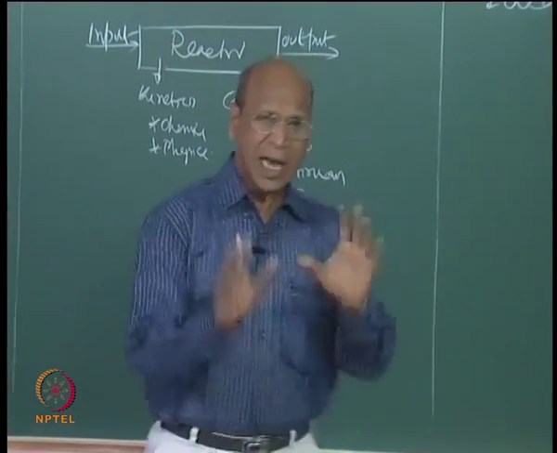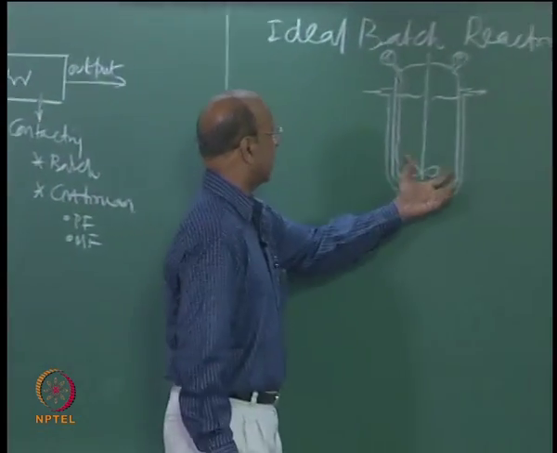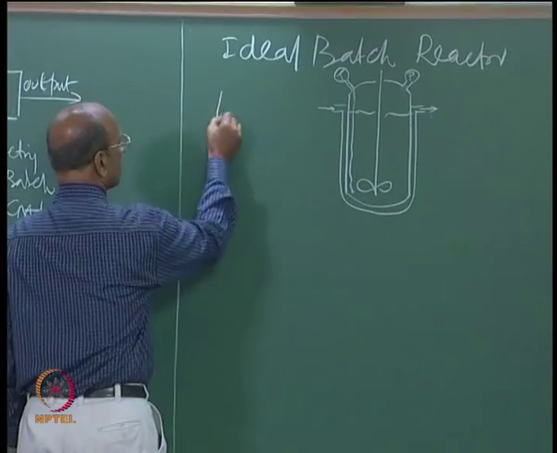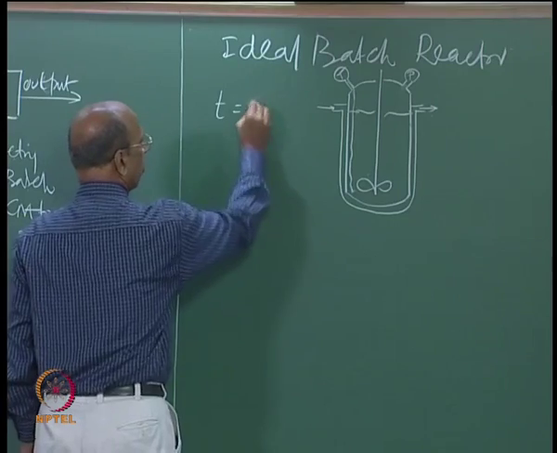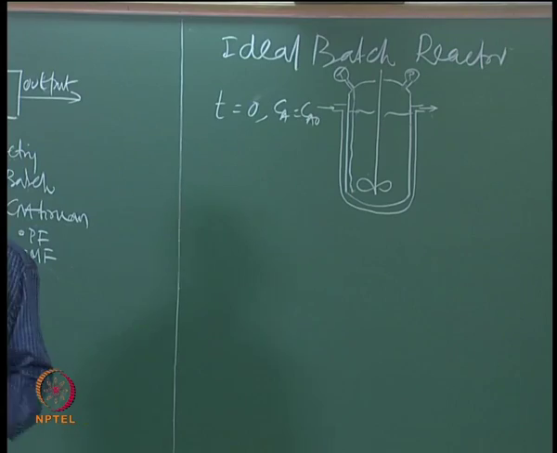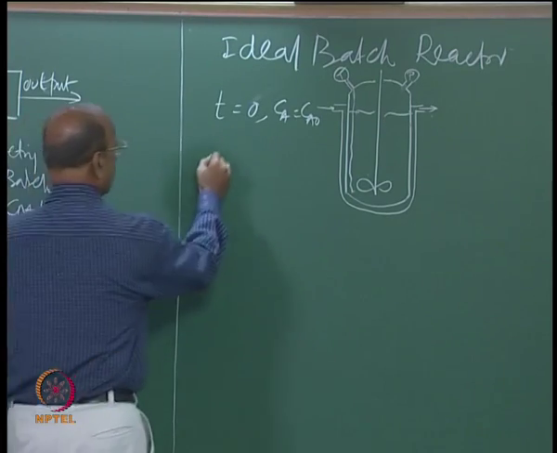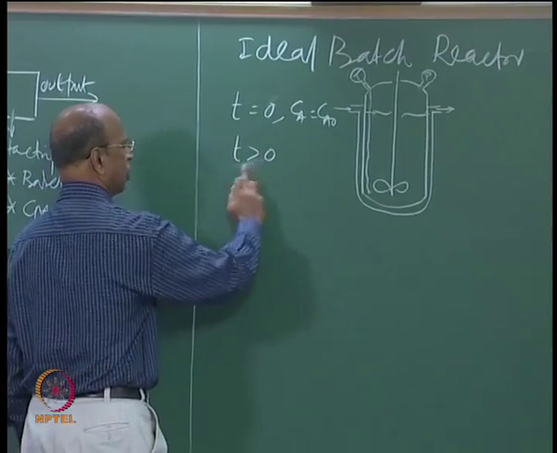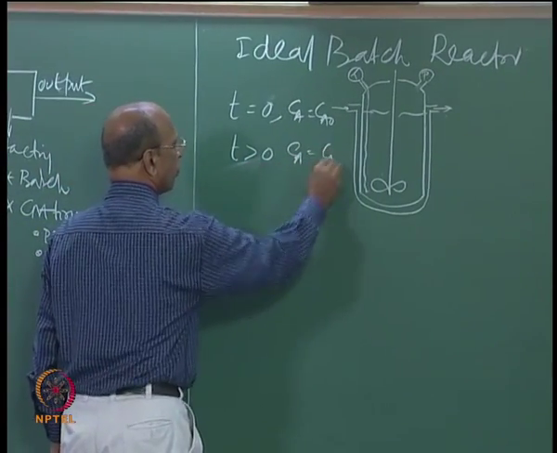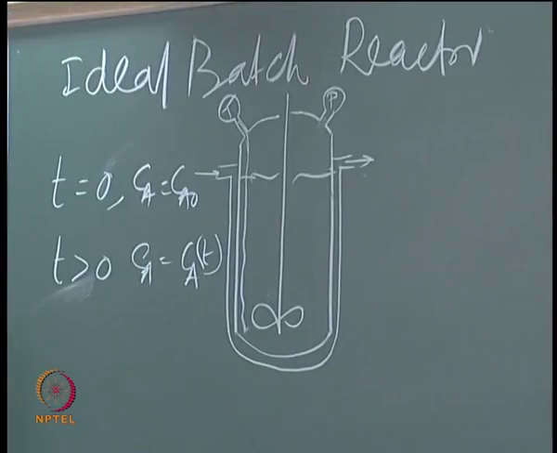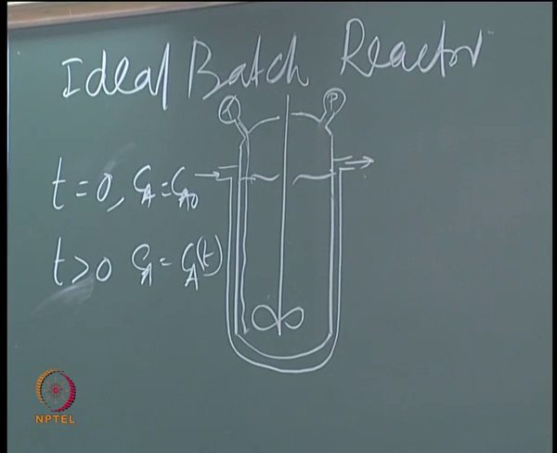But normally what we do in the batch reactor, we put the concentrations at time t equal to 0, okay? At time t equal to 0, C A may be C A naught, some concentration, and after some time greater than 0, you will have C A equal to some concentration, which is a function of time, continuously decreasing if it is a reactant, or if it is a product continuously increasing, that much we know.